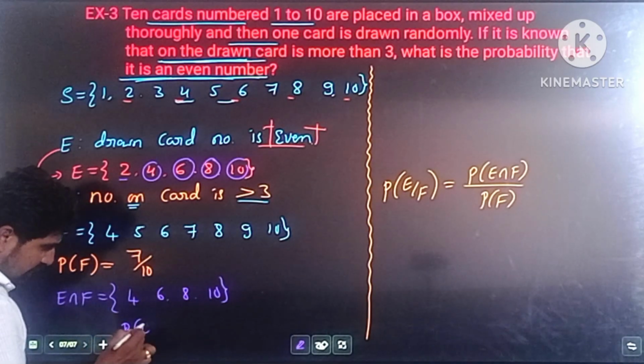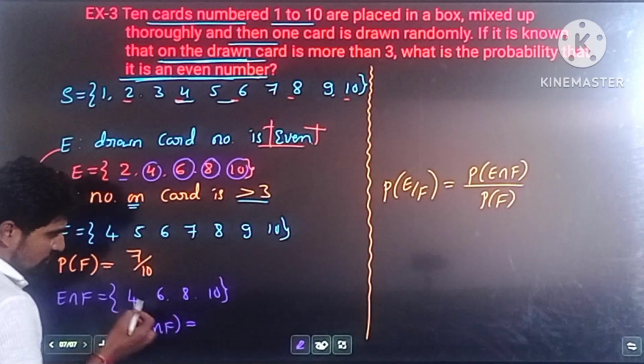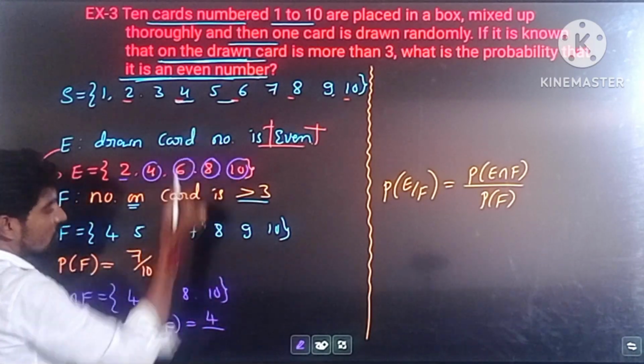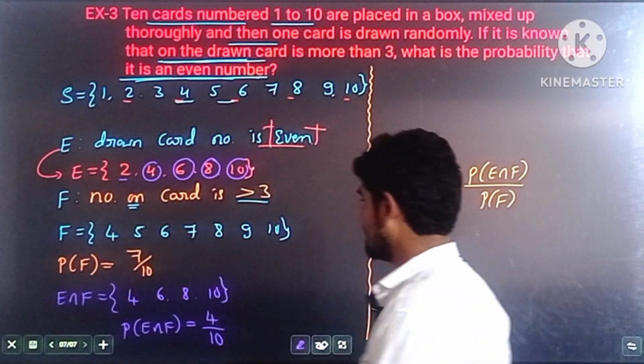Therefore, the probability of E intersection F is equal to 1, 2, 3, 4. So 4 divided by the total outcomes, which is 10. So 4 by 10 is the probability of E intersection F.